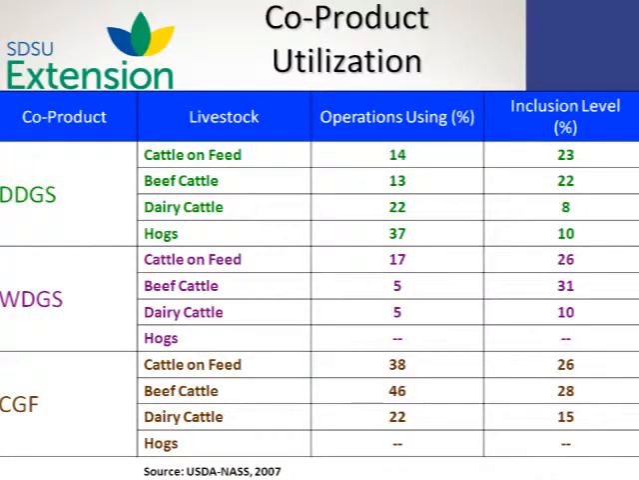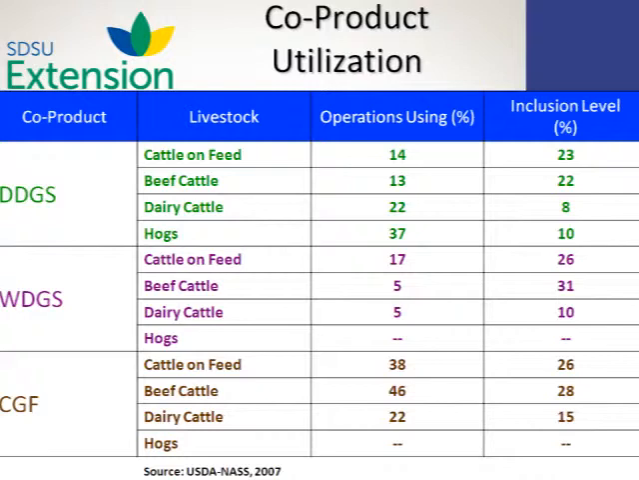All of these products, including corn gluten feed on the last column there, are getting to be fairly extensively used in the livestock industry. This is actually data from USDA going back to 2007, showing the number of operations using ethanol co-products as well as their inclusion levels. Now, I know from anecdotal information and talking with cattle producers around the Midwest that the percentage of operations using these co-products is much higher than what this data that's 5-6 years old would say, as well as inclusion levels.